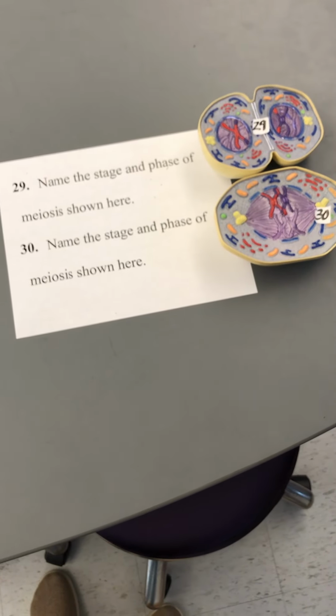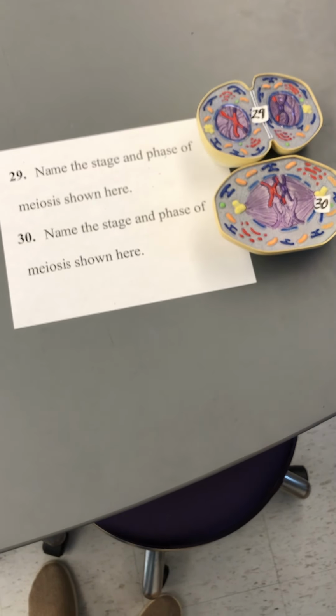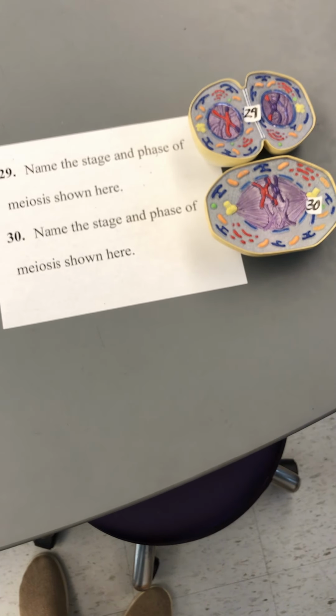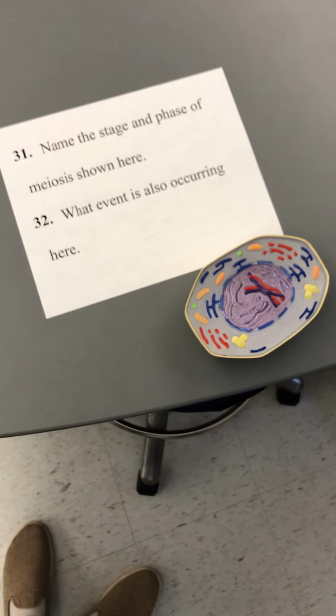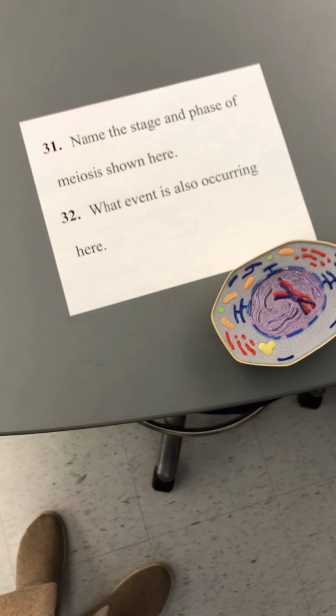Okay, 29, we're looking at telophase 1. So you have to tell me both the stage and the phase. And 30 is metaphase 1. Okay, 31 is prophase 1, and I'm looking for crossing over for the event.